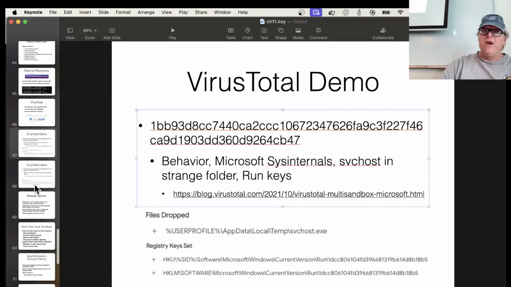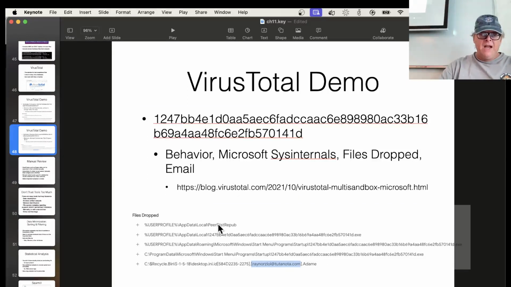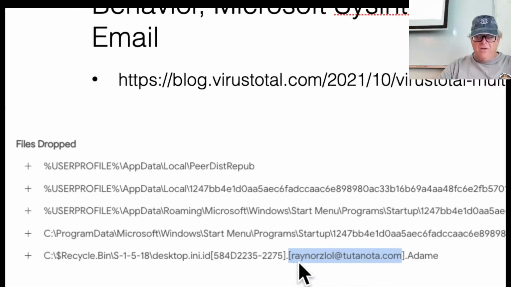You don't even have to run it yourself in a virtual machine or anything. That information is already up there. And here's another one. It goes to a VirusTotal sandbox, and it tells you what files are dropped, including this one here with the apparent email address of the man involved.